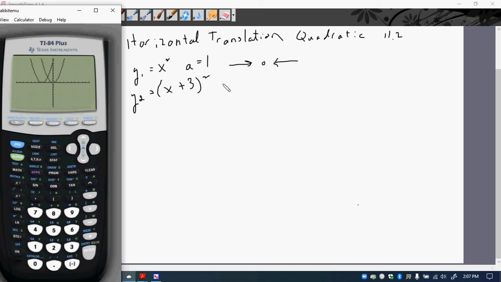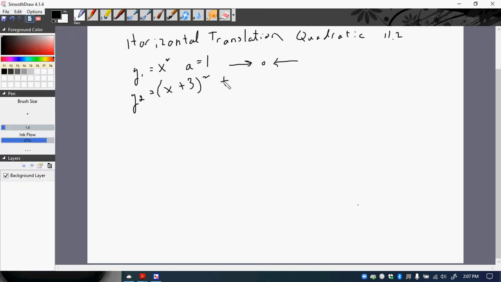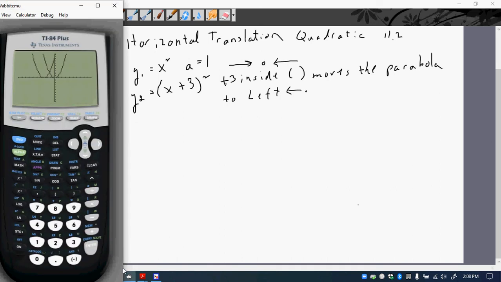So the plus 3 inside the parentheses moves the parabola to the left. Goes in this direction. Kind of the opposite of what most students think it is. And the reason why is, remember, when we're looking at the graph, we are looking at sometimes the lowest part of the graph. So let's say right here at the bottom, where the y value is 0.